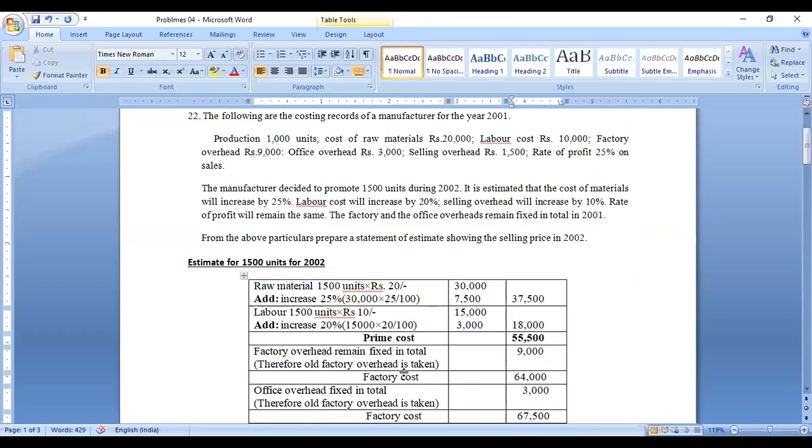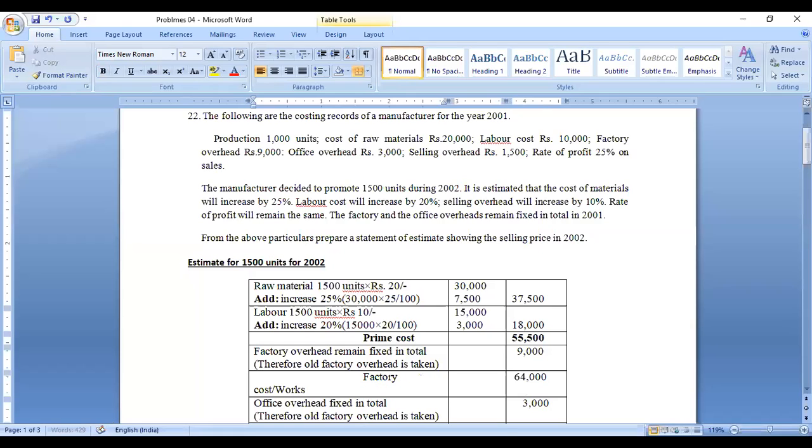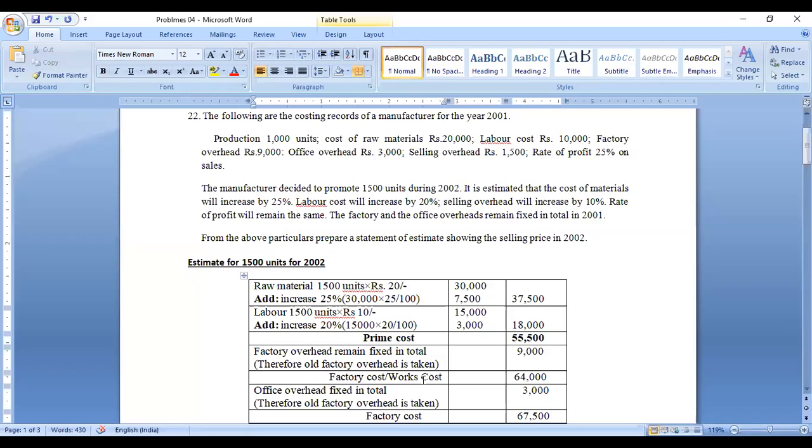Then you get the factory cost, or you can call it the works cost. Factory cost, or another name, the works cost. So this is 64,500, calculated. This is our factory cost.